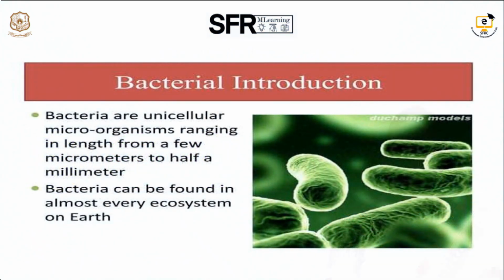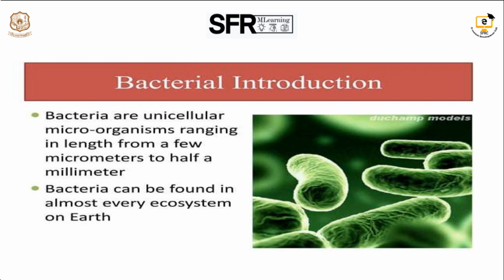So you have to see the salient features, the general characters of bacteria. Bacteria are unicellular. Unicellular means it is a single organism. It may be present everywhere. What is the size of bacteria? It is very minute in nature. Maximum 0.5 to 1.8 micrometer size it has.